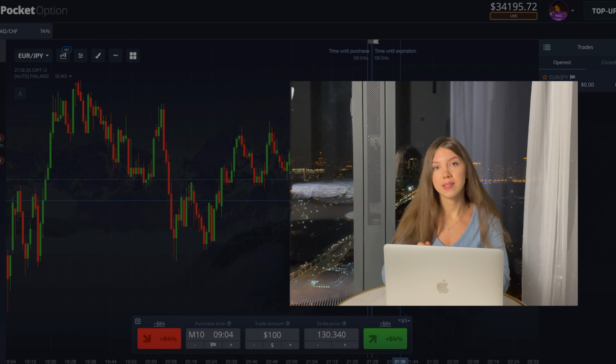The wedge pattern is a figure of uncertainty and at the same time this is a two-sided figure. The classification includes all the figures of technical analysis which can talk about continuation of the trend or its reversal.